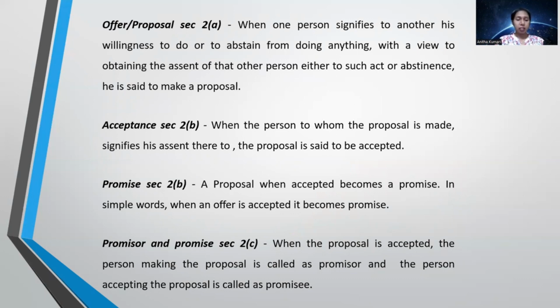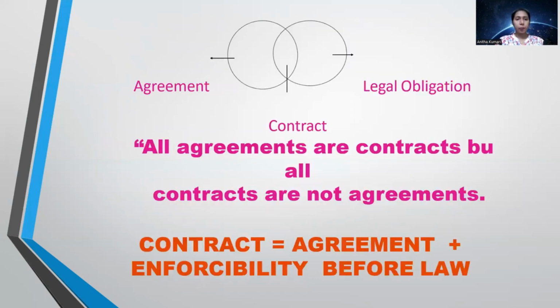Offer plus acceptance equals a promise. The promisor and promisee are the two parties we saw in the last class. The person who proposes the contract is called a promisor, whereas the one who accepts it is called a promisee. For example, if I would like to sell my car, I am the promisor. The person who is accepting is called a promisee.